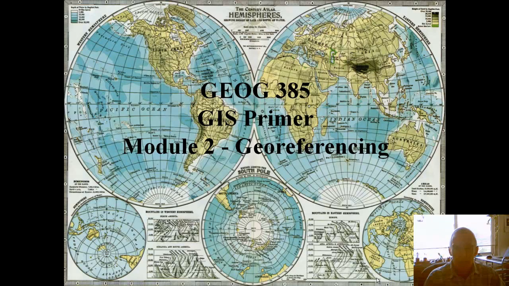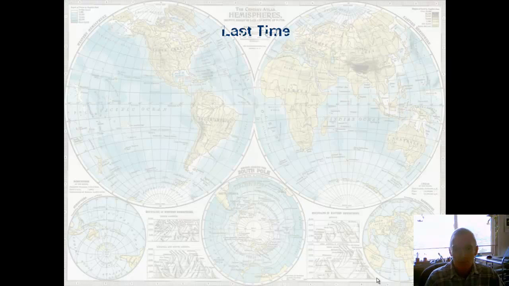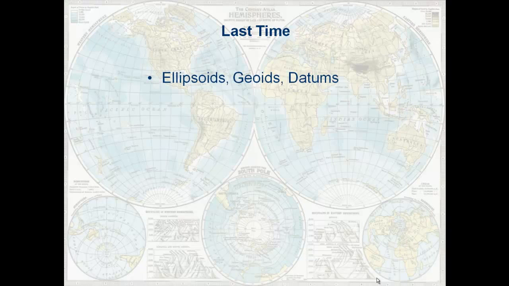Alright, we're chugging along with Module 2, talking about georeferencing. Last time I talked about ellipsoids, the smooth elliptical surface, geoids, the bumpy gravity surface, and datums, which are made up of an ellipsoid, a geoid, and a coordinate system. I didn't really talk a lot about coordinate systems, so I want to spend a little bit of time on them right now.